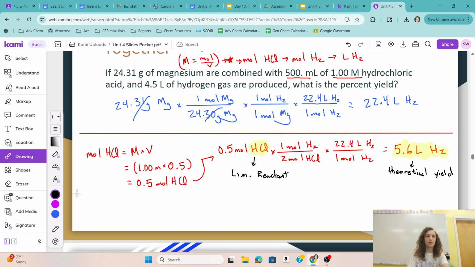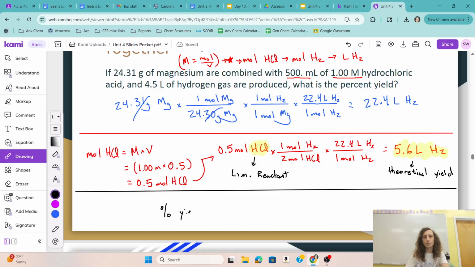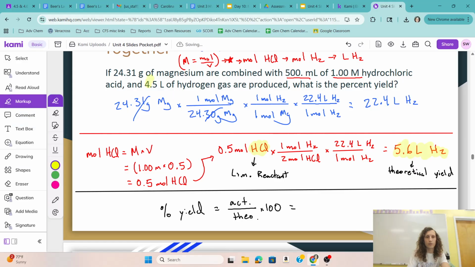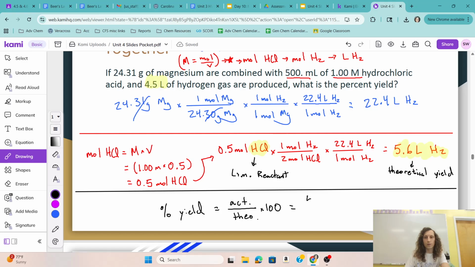Now for our final task of the percent yield, we need the actual over the theoretical, actual over theoretical times 100. So our actual is given to us as 4.5 liters. So 4.5 is the numerator, the denominator is 5.6, so we made a little less than we expected. Multiply that by 100, and we get 80%. And I'm putting a decimal just to show that both of those are significant figures.